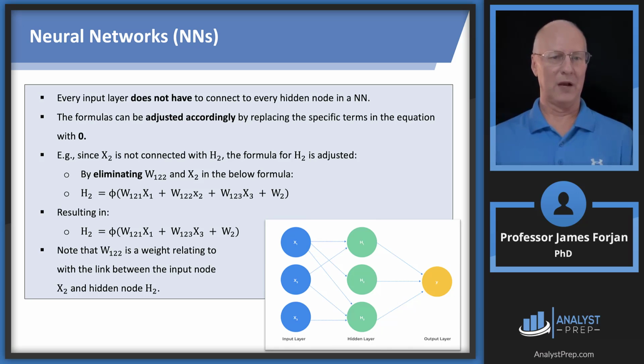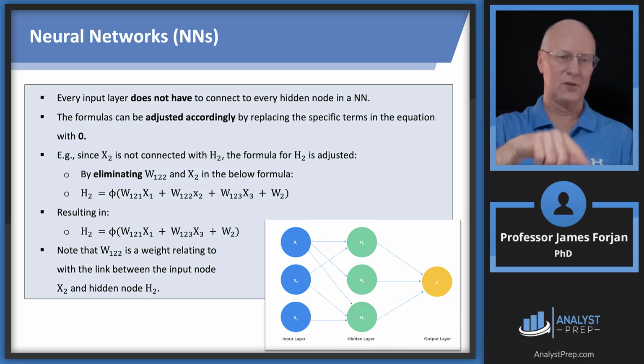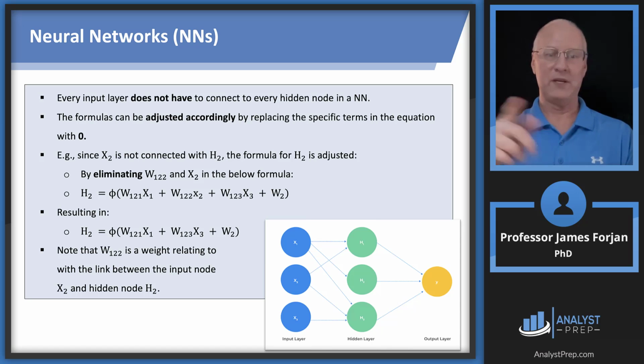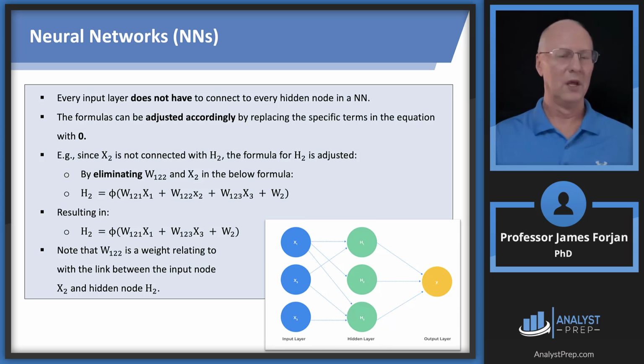Look at the very bottom block point. Note that weight 122 is the weight relating with the link between X2 and H2. So, X2 might be something and H2 might be something else. And then there might be different weights, 121 or 123 or, however many features that we have.